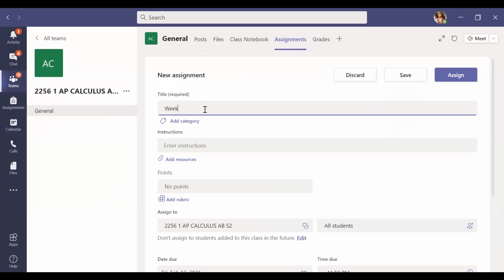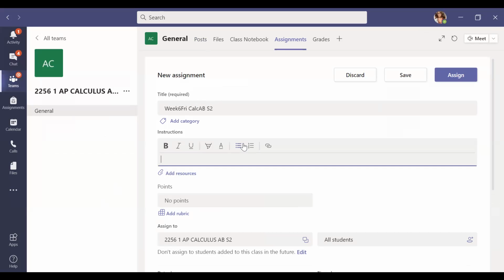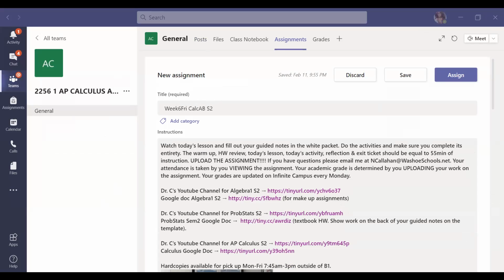So today is week 6 Friday for Calculus AB semester 2, and our topic of discussion is going to be the 3 derivative rules of log, ln, and base a to the e. This is going to be the second day, kind of like a review summary of everything that we've discussed.